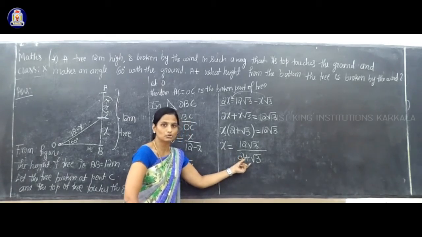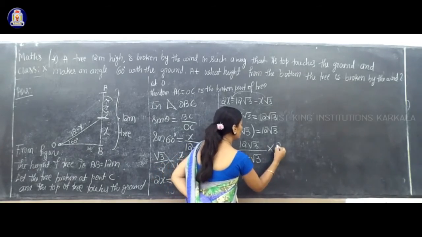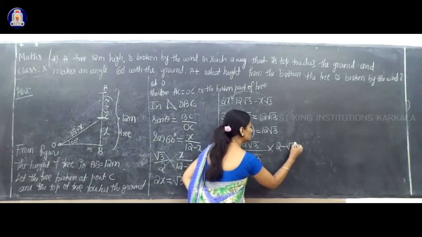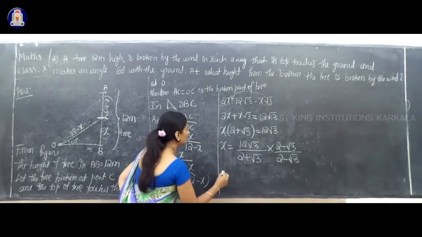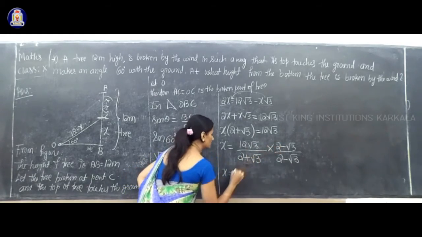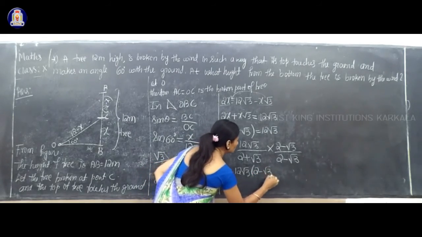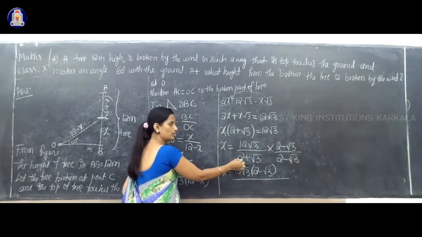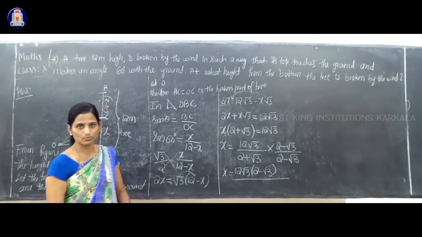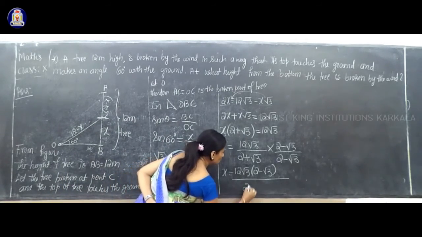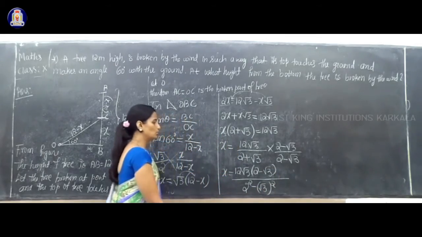Already I told in application of trigonometry the rationalization is important. So rationalize this one. 2 plus root 3, multiply by 2 minus root 3 divided by 2 minus root 3. So now x is equal to this multiplication, right? So 12 root 3 into 2 minus root 3 divided by which formula here? a plus b, a minus b, which is equal to what? a square minus b square. So it is 2 square minus root 3 square.